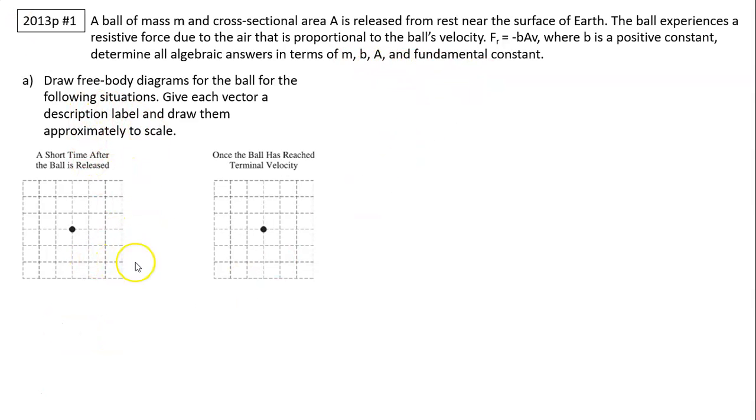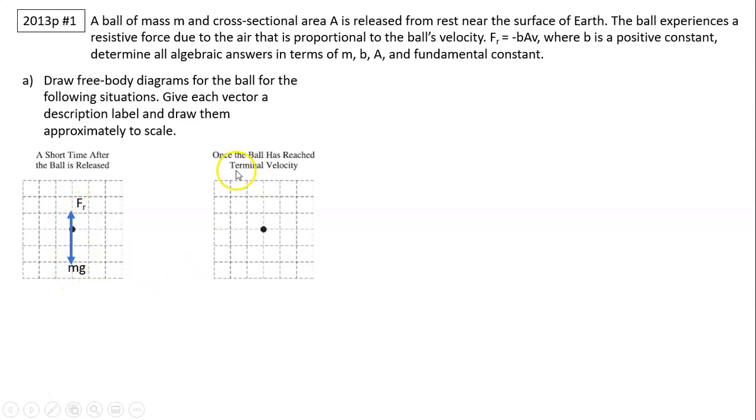First, draw a free body diagram for the ball for the following situations. Give each vector a description, label, and draw them approximately to scale. A short time after the ball is released, the ball is still accelerating downward, even though the acceleration is decreasing, but the velocity is increasing. Since acceleration is downward, the force downward should be bigger than the force upward. You have two forces, mg and Fr, the resistive force.